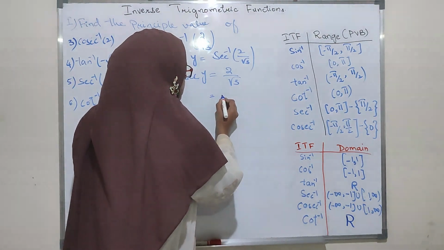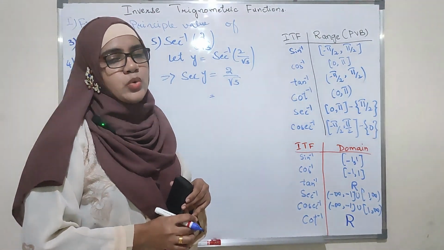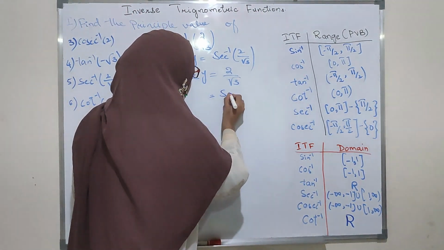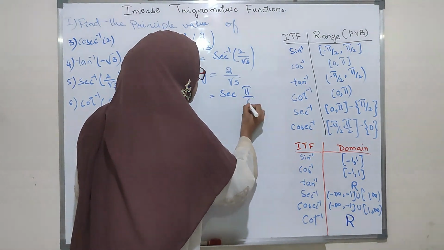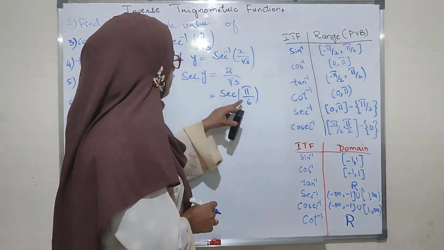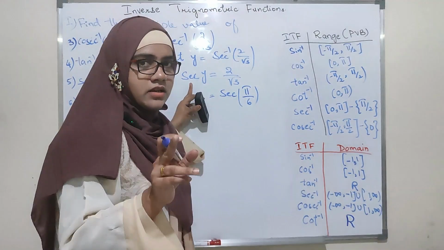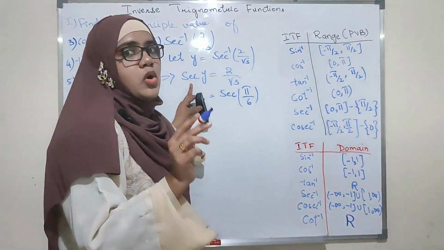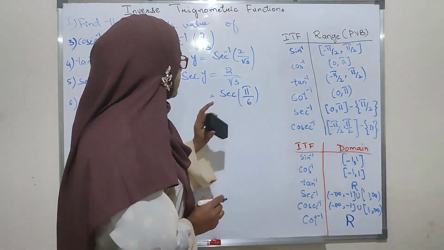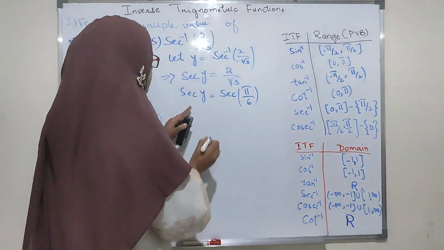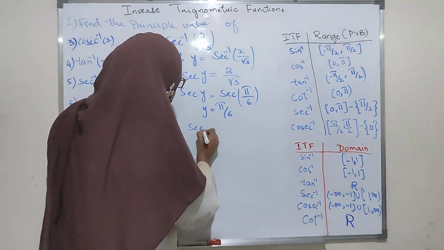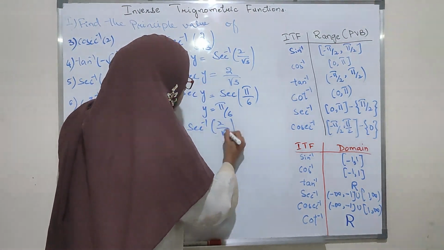You know that cos 30 is root 3 by 2, and sec is the reciprocal of cos. So you have to write sec of pi by 6. Sec of pi by 6 means 30. Sin 30 is half, cos 30 is root 3 by 2, and sec is the reciprocal of cos. That's why we write pi by 6. Here both sides sec cancel. What is remaining? y. y is equal to pi by 6, but we have taken y as sec inverse of 2 by root 3, so it is equal to pi by 6.